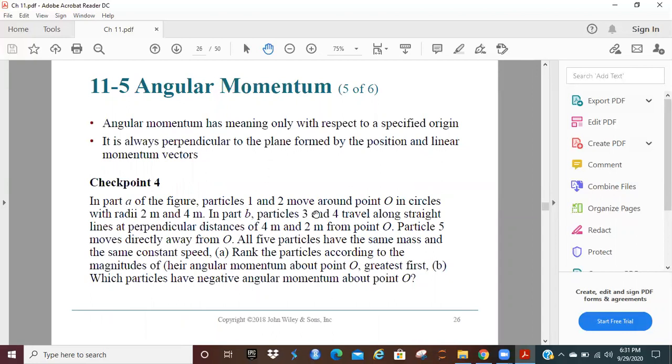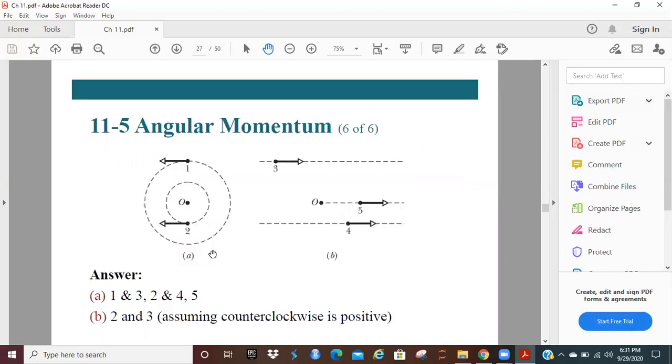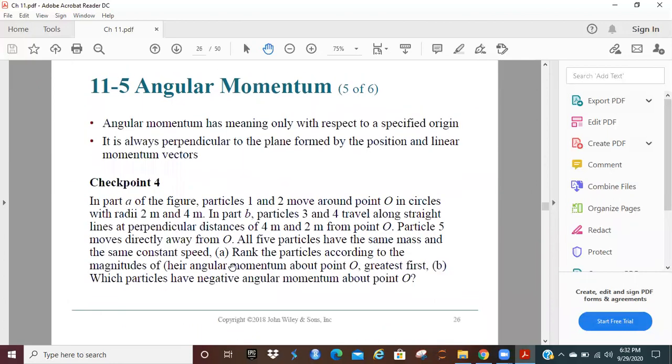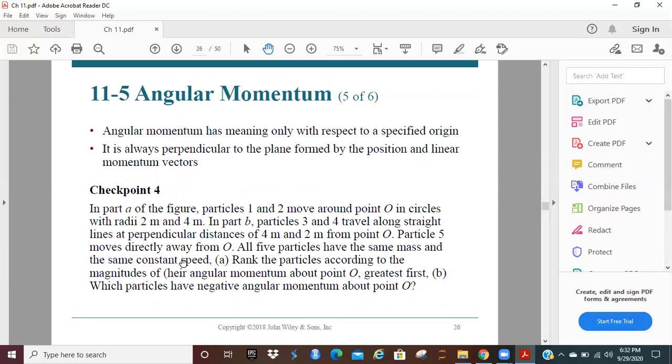In part B, particles 3 and 4 travel along straight lines at perpendicular distances of 4 meters and 2 meters from point O. So this is going to be 2 meters away. That's going to be 4 meters away. Again, those are perpendicular distances. Particle 5 moves directly away from O. And all 5 particles have the same mass and the same constant speed. So m and v for all of those are going to be the same.